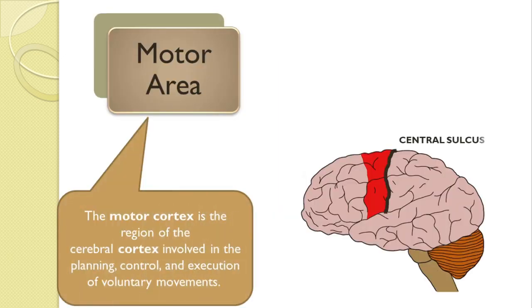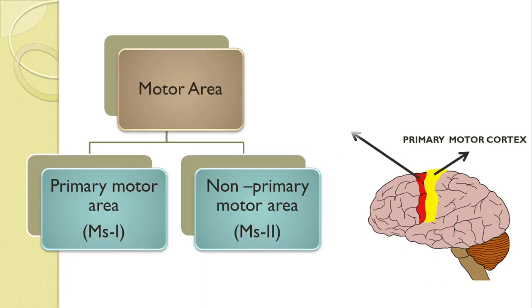The motor cortex is the region of cerebral cortex located in the frontal lobe, and it is concerned with planning, control and execution of voluntary motor movements. The motor cortex is located in the frontal lobe anterior to the central sulcus. The motor cortex is comprised of primary motor area and non-primary motor area. They are designated as MS1 and MS2 respectively.